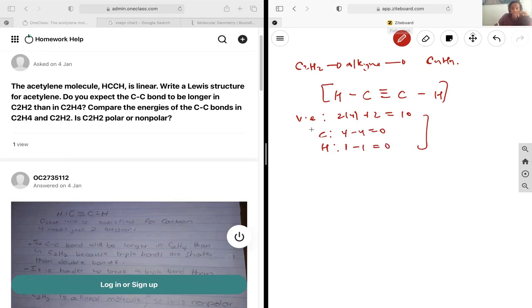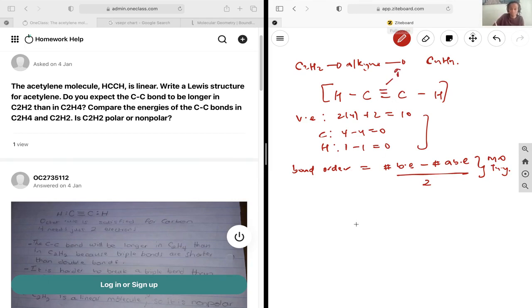Next up, we are asked whether the CC bond will be longer in C2H2 than C2H4. And so we need to talk about what dictates how long a bond is. That actually goes back to the concept of the bond order, which is the number of bonding electrons minus the number of anti-bonding electrons, over 2, and this is involved in MO theory. But in organic chemistry, we can quickly see here that it forms a triple bond, and so the bond order is going to be a high bond order.